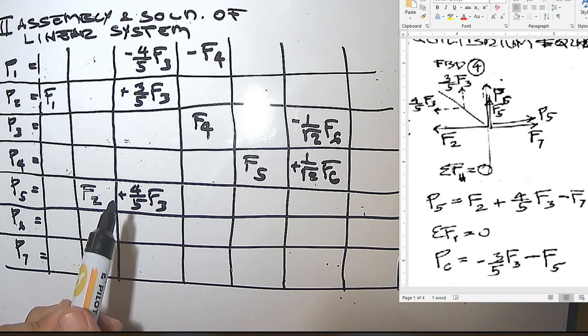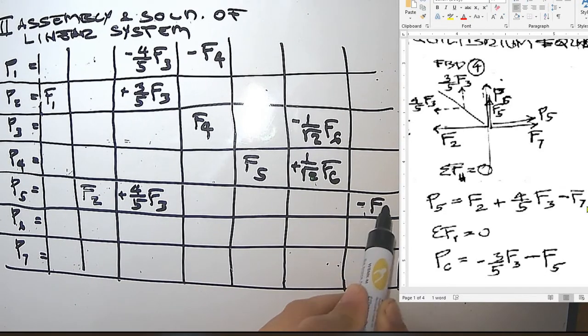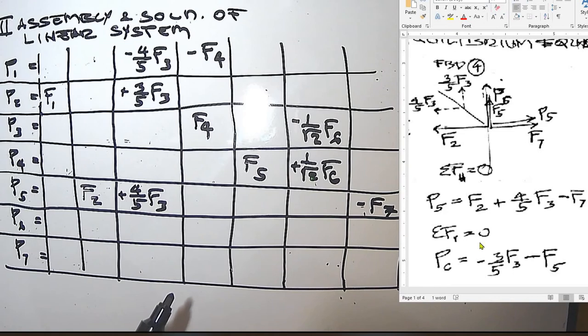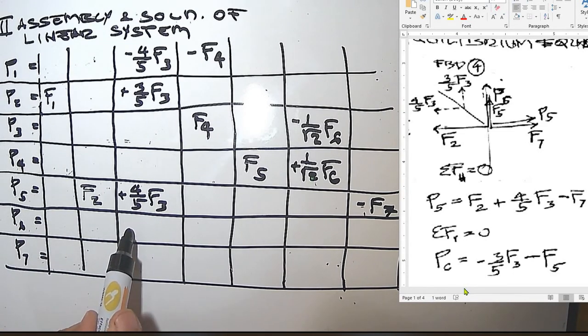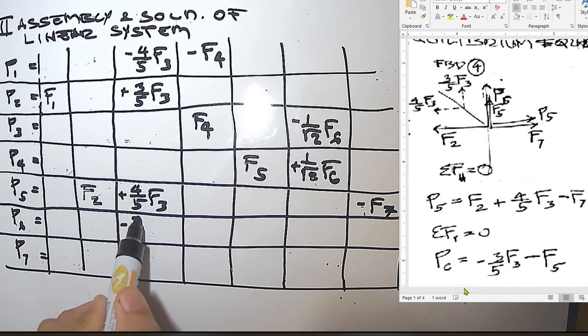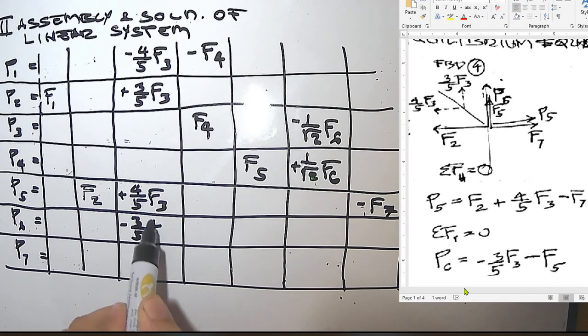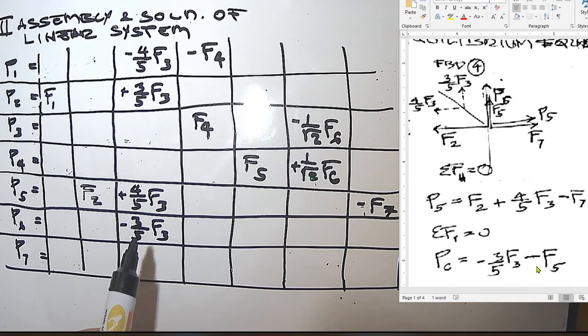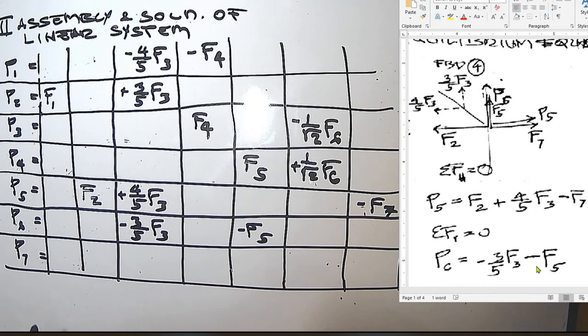Tapos, minus F7. So, dito, minus F7. Next, kay P6 naman, we have 3/5 negative 3/5 of F3 minus F5.